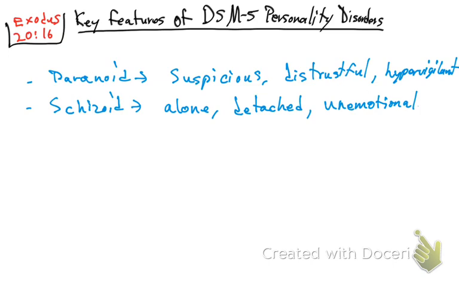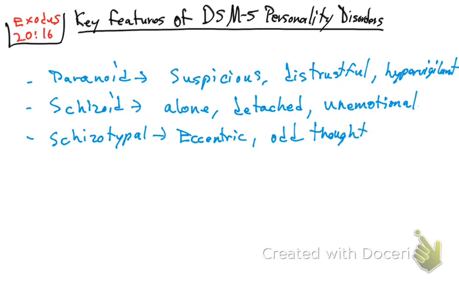Then the other one is schizotypal. Basically, they are eccentric. They have odd thoughts, so the things that they think are not as common as we expect them to be. So odd thoughts, and they have odd perceptions and behavior.